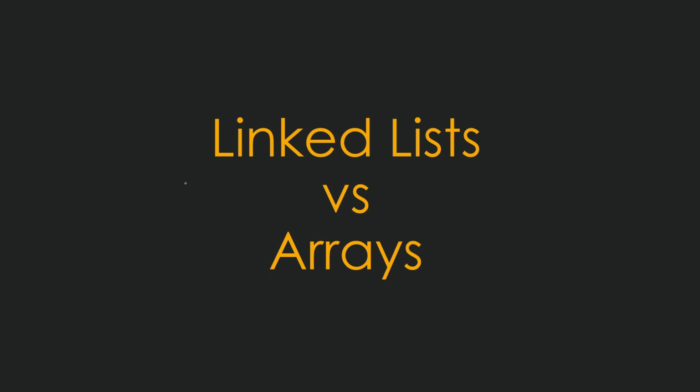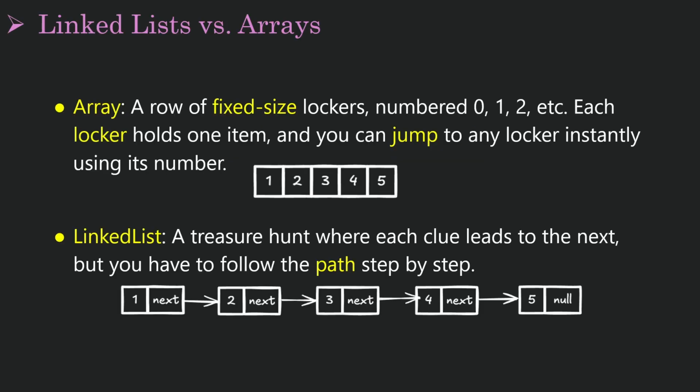Let's compare linked lists and arrays to understand why we'd choose one over the other. Let's go back to our analogies. Array: a row of fixed-size lockers, numbered 0, 1, 2, etc. Each locker holds one item, and you can jump to any locker instantly using its number. Linked list: a treasure hunt where each clue leads to the next, but you have to follow the path step by step.